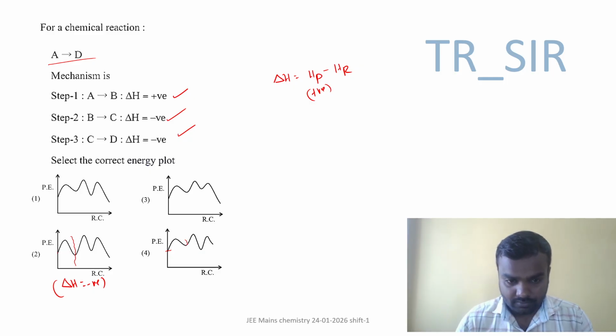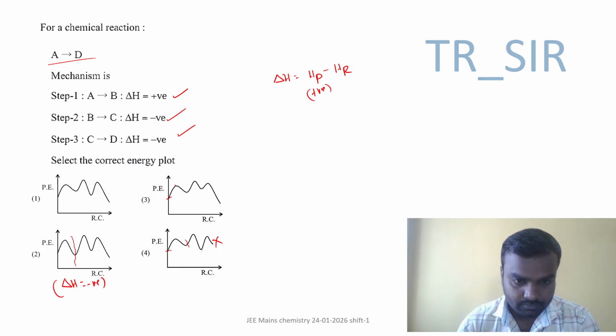Next step has to come negative. That means I have to take from the reactant to the product. Here product is less, reactant is more, negative is coming. Here product is more, reactant is less, so in the third step you're getting positive. So this option will not come. Now let us see the third option. Here product is more, reactant is less, so positive will come in the first step. Now second step, reactant is less, product is more. Positive is coming. We need negative.